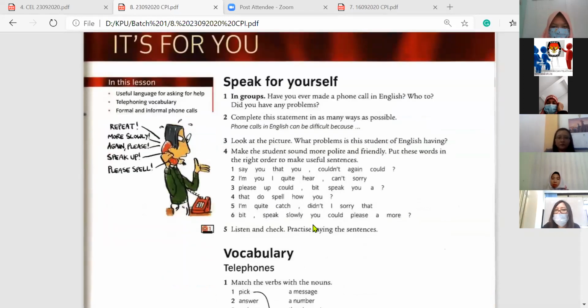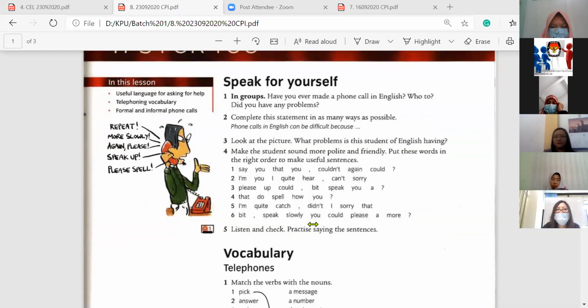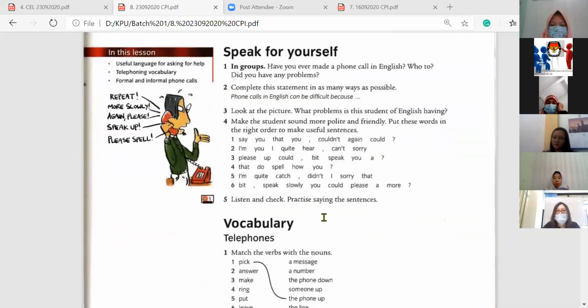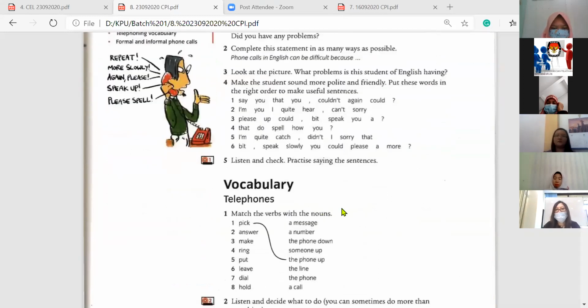Any questions so far? No questions. Okay. Vocabulary regarding telephone calls. Match the verbs on the left-hand side, numbers 1 to 8, with the nouns on the right-hand side. Number 1 has been given as an example: pick up the phone, or pick the phone up. What about number 2? Answer.